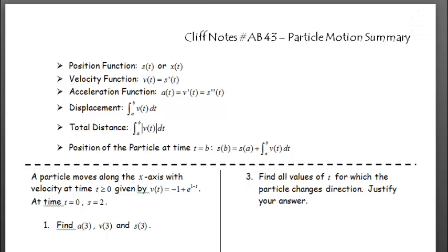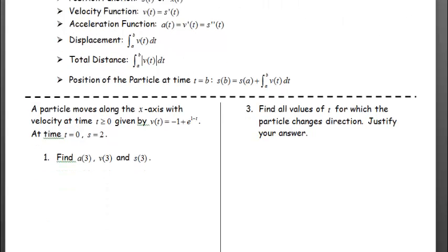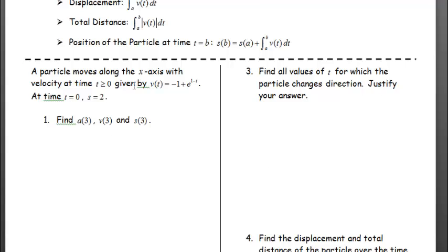Particle motion summary. This is going to be a calculator question. Nice set of formulas here for us. Question 1. Given velocity and an initial condition, we're asked to find the acceleration, velocity, and position of this little guy. All right, so I'm going to write this initial condition as S of 0 equals 2.